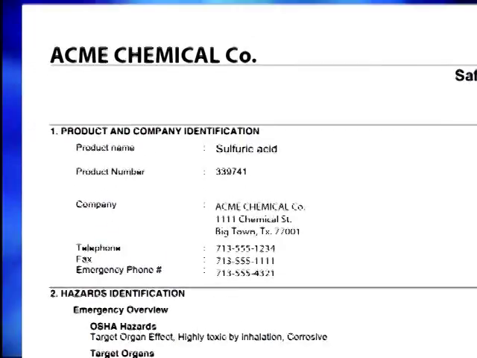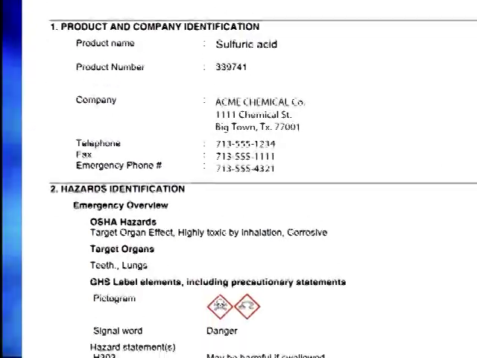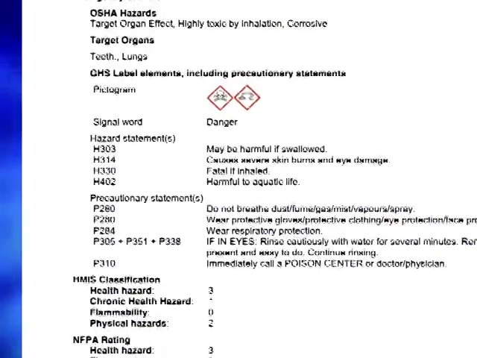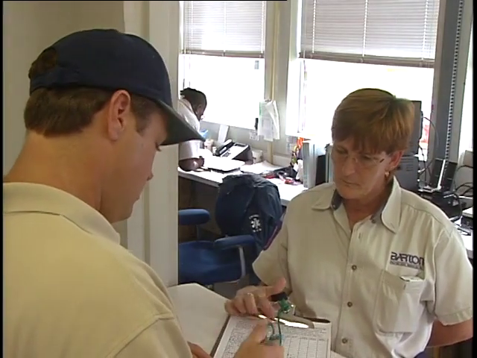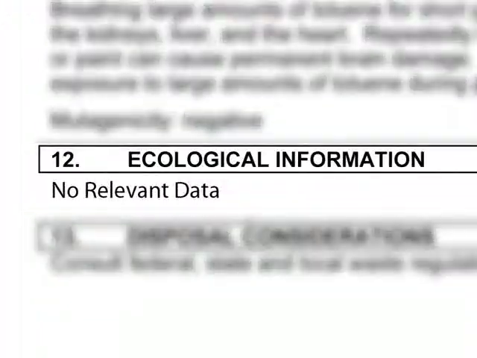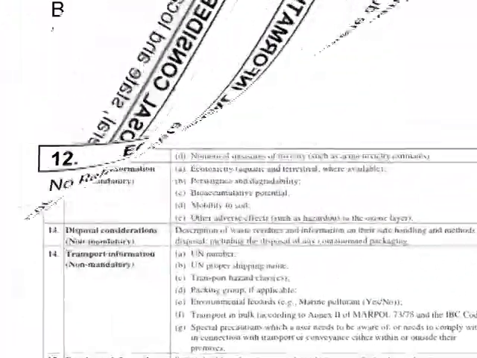The SDS contains 16 sections. Each section must be in the order listed, with the minimum required information as stated. If no relevant information is found for any given subheading, the SDS must clearly indicate no applicable information is available.